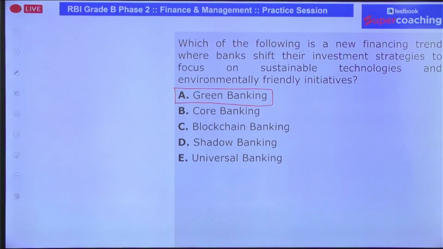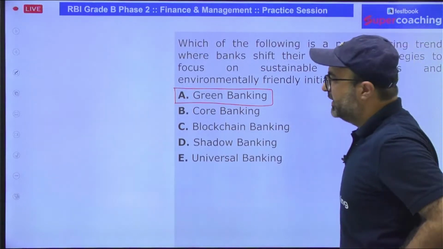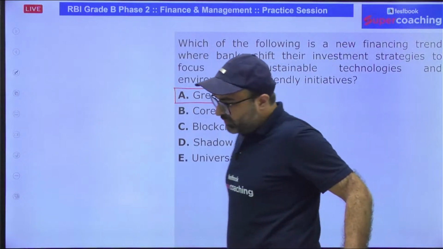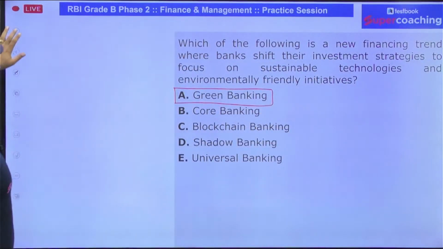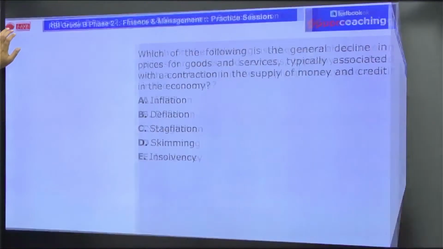Along with that, banks are using n number of technologies, such as installing solar power panels or rooftop solar panels in order to utilize the electricity produced by solar energy, to avoid their dependence on non-renewable sources of energy. Got it? So the answer is going to be green banking. That is correct. Moving on to the next question.